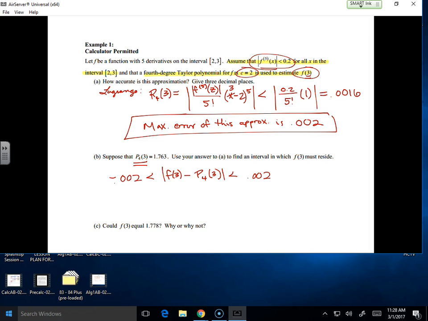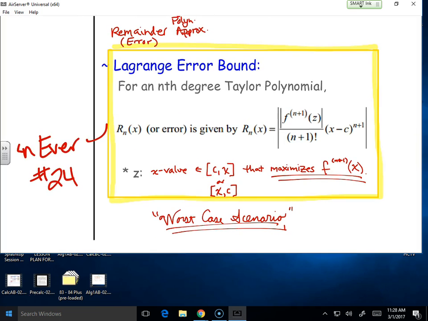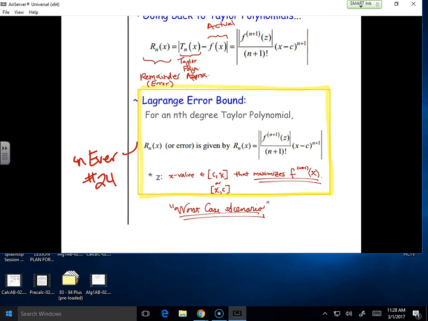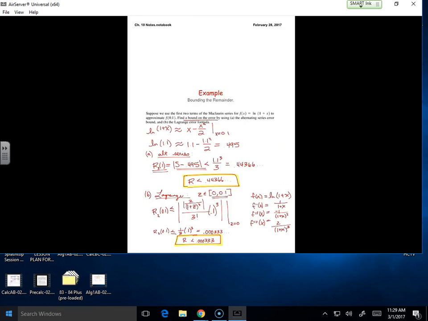Why can't we do the alternating series version now? No, we're not. We're saying that the error or the remainder is the actual minus the Taylor, from our part above. The remainder is the actual minus the Taylor, or the Taylor minus the actual. Either way, it's absolute value. The order doesn't matter. Right? Yes.